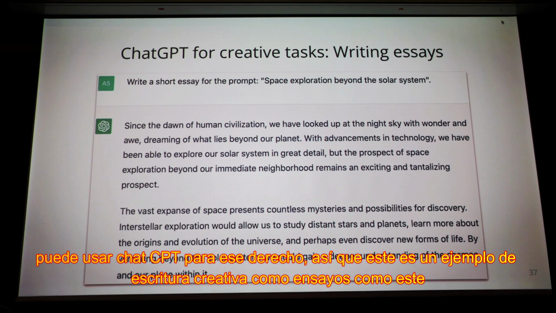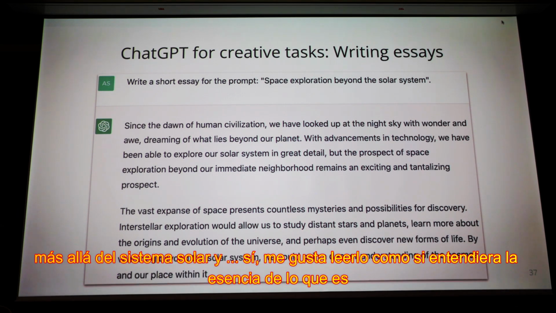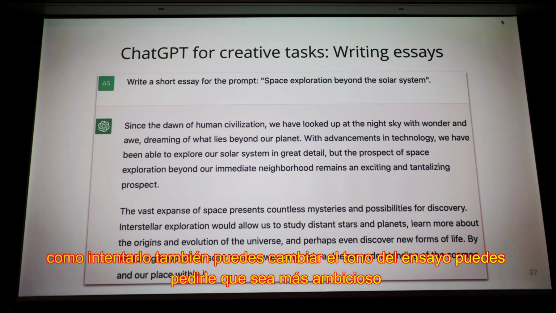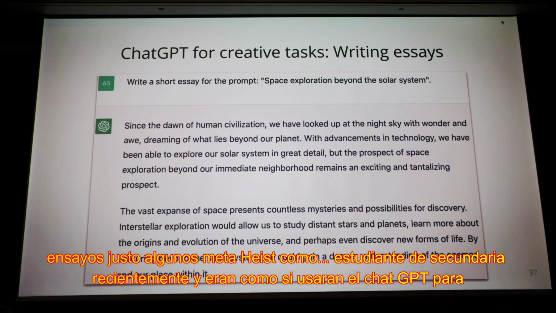This is an example of creative writing, like essays. This is the most common one you've probably seen floating around. Here's a short essay on space exploration beyond the solar system, and reading it gets the gist. You can also change the tone of the essay. You can ask it to be more ambitious, or more conservative, and so on. It gets those cues and is able to produce these essays.